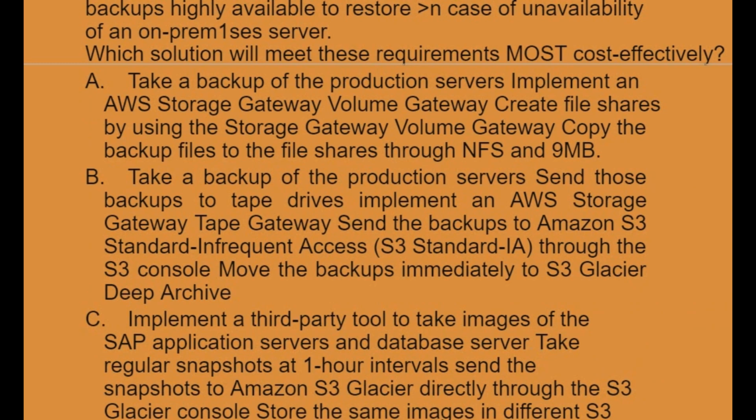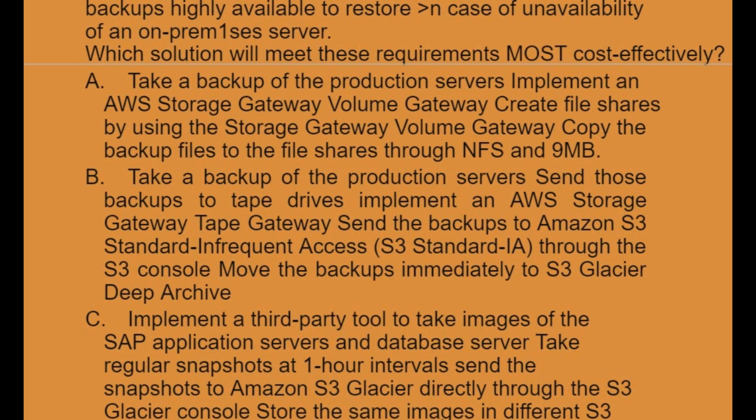Option A, take a backup of the production servers, implement an AWS Storage Gateway, Volume Gateway, create file shares by using the Storage Gateway Volume Gateway, copy the backup files to the file shares through NFS and SMB.